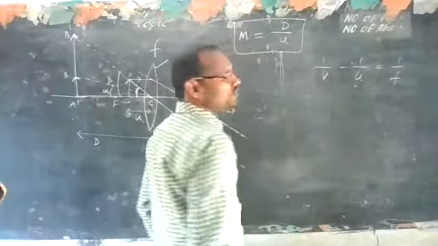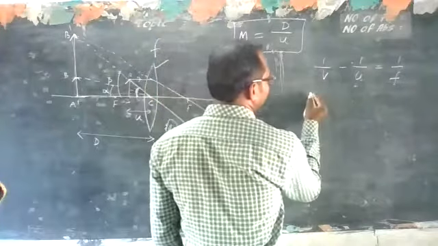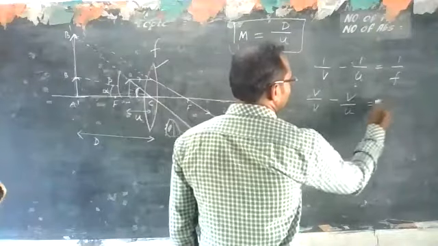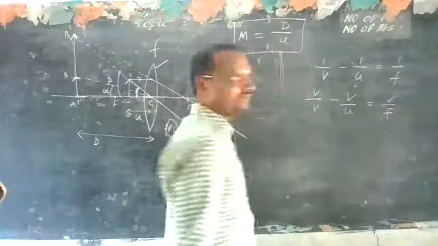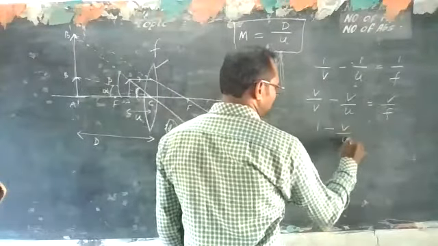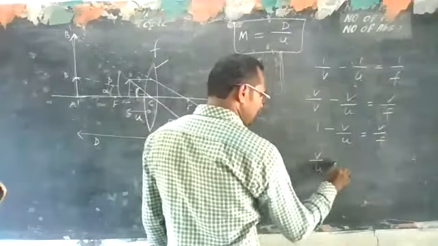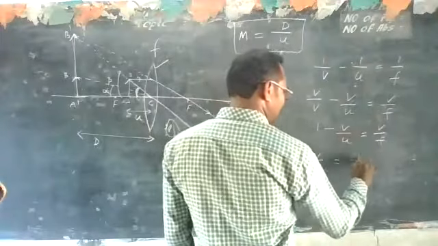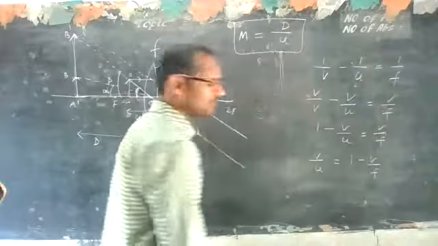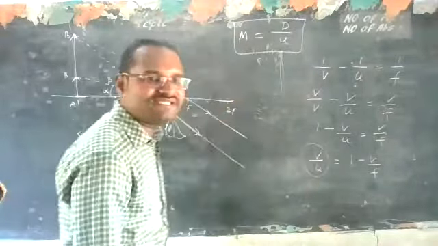Multiply this total value with v. What will it be? v by v minus v by u is equal to v by f. This is 1. So 1 minus v by u is equal to v by f. Then what is v by u? This is nothing but 1 minus v by f. Correct? So this v by u is nothing but, v is the image distance.